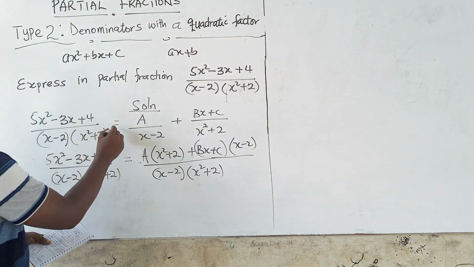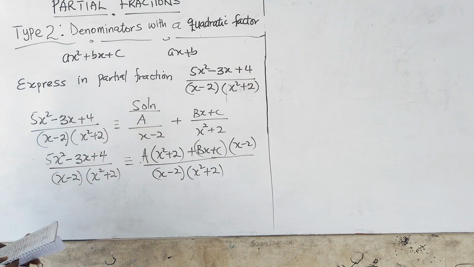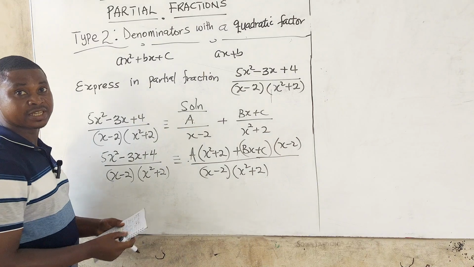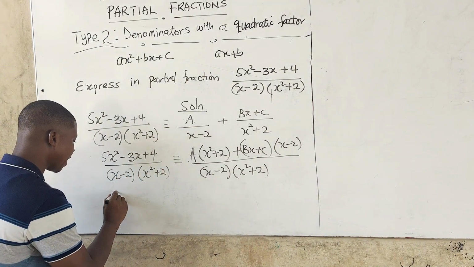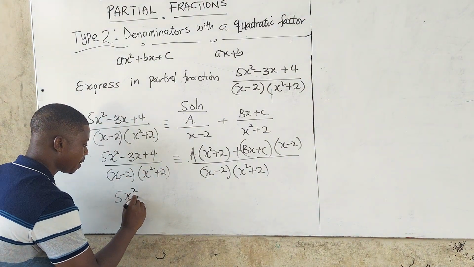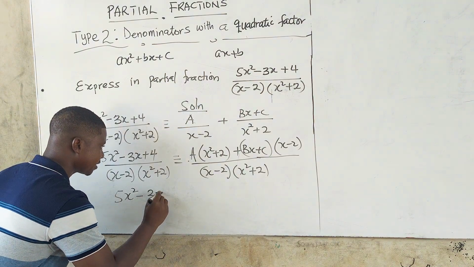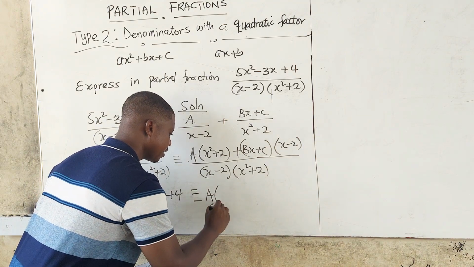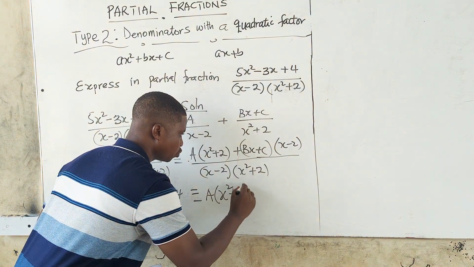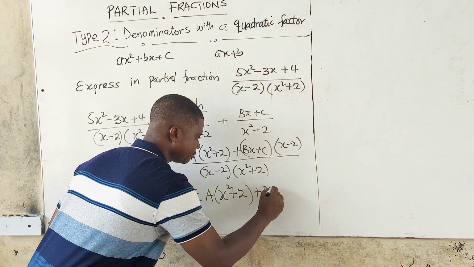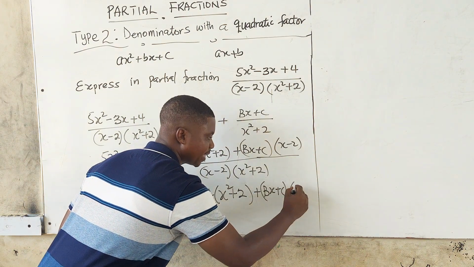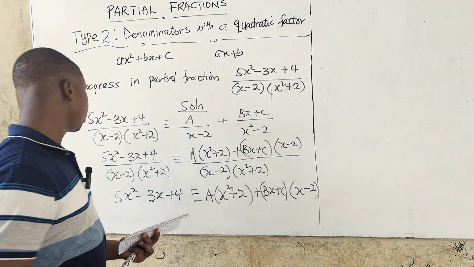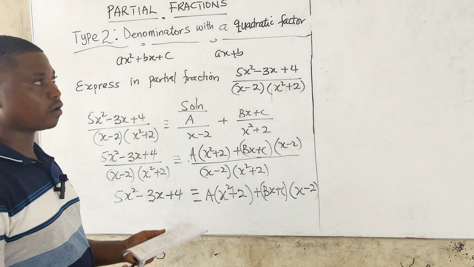So with this, let me use the equivalent sign. You realize that the left hand side and the right hand side denominators are the same, so it goes out. So we have 5x squared minus 3x plus 4 should be equivalent to A times x squared plus 2 plus bx plus c multiplying x minus 2.